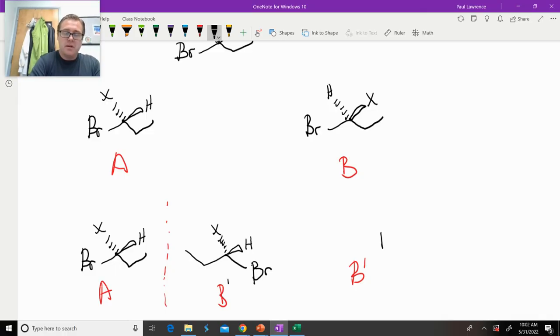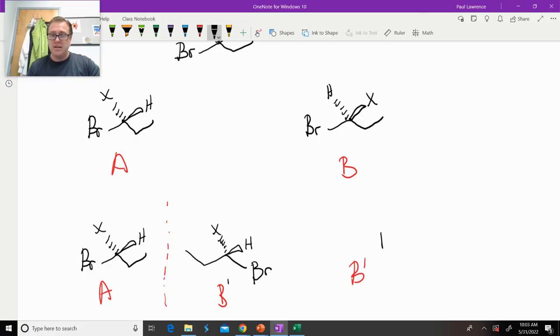Okay. But what's the relationship? They are mirror images, but they are not superimposable. So by definition, what is that? That is the definition of an enantiomer. Enantiomers are molecules that are mirror images of one another, which are not superimposable.